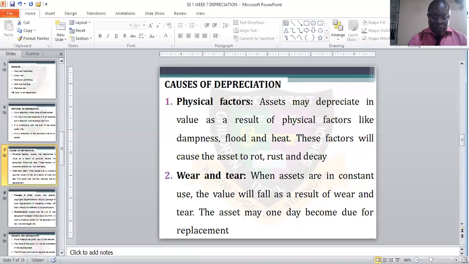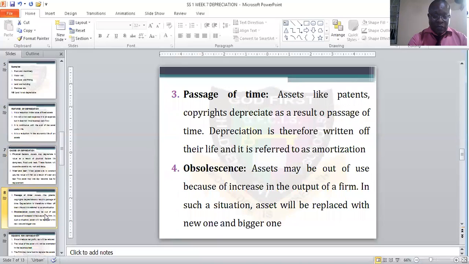So that is passage of time. Assets like patents and copyright depreciate as a result of passage of time. Depreciation there is for rating of their life, and it is referred to as amortization. So that is passage of time. The time of the asset will continue to pass from time to time, and we can't do anything about it.